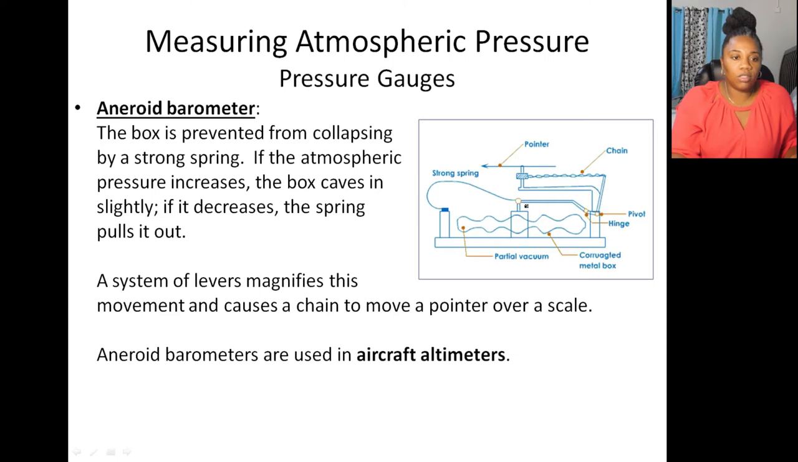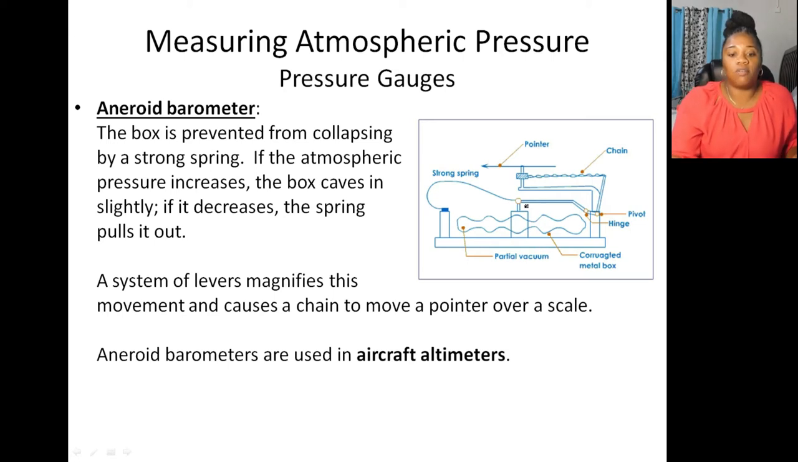Here's another pressure gauge, but it's the same one, the aneroid barometer. The box is prevented from collapsing by a strong spring. If the atmospheric pressure increases, the box caves in slightly. If it decreases, the spring pulls it out. A system of levers magnifies its movement and causes a chain to move a pointer over a scale.